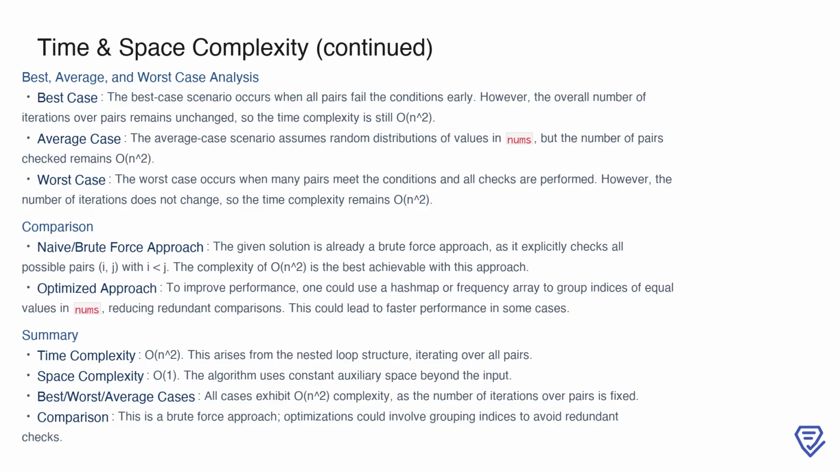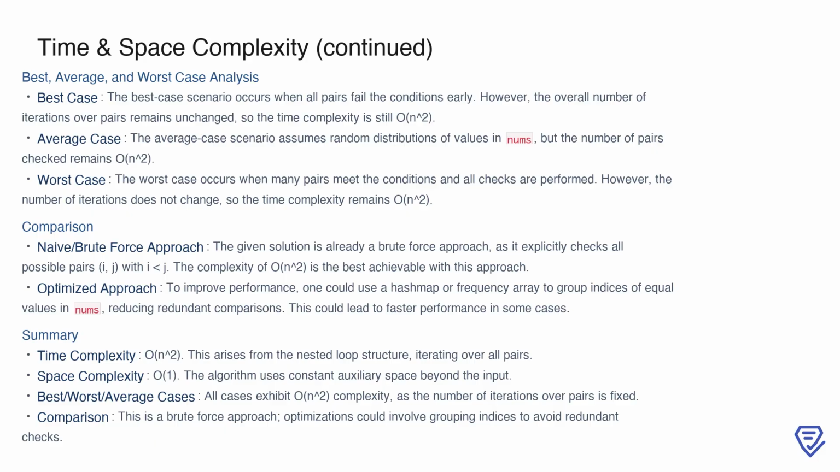When we analyze the best, average, and worst cases, we see that the time complexity remains O(n squared) across all scenarios, as the total number of pairs checked does not change. In the best case, pairs may fail the conditions early, but the nested loops still iterate through all possible pairs. In the average case, assuming a random distribution of values in nums, the number of iterations remains the same. Even in the worst case, where many pairs satisfy the conditions and all checks are performed, the number of iterations again stays constant.